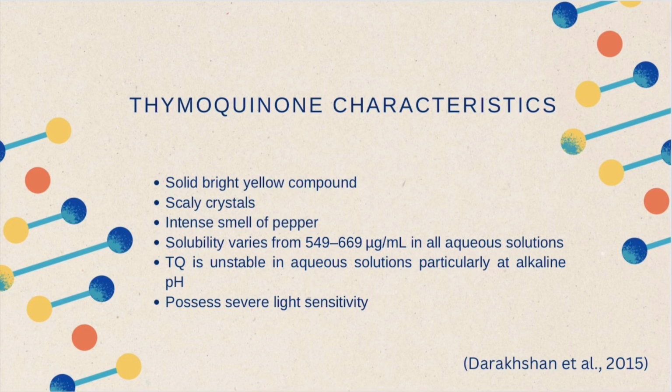Thymoquinone is a solid bright yellow compound. It has scaly crystals and an intense smell of pepper. In all aqueous solutions, solubility varies from 549 to 669. This is because it is unstable in all aqueous solutions, specifically in alkaline pH. That's why it varies so much. And it also has a severe light sensitivity, and you'll notice this when you buy it at the grocery store, that it comes in dark, opaque bottles.